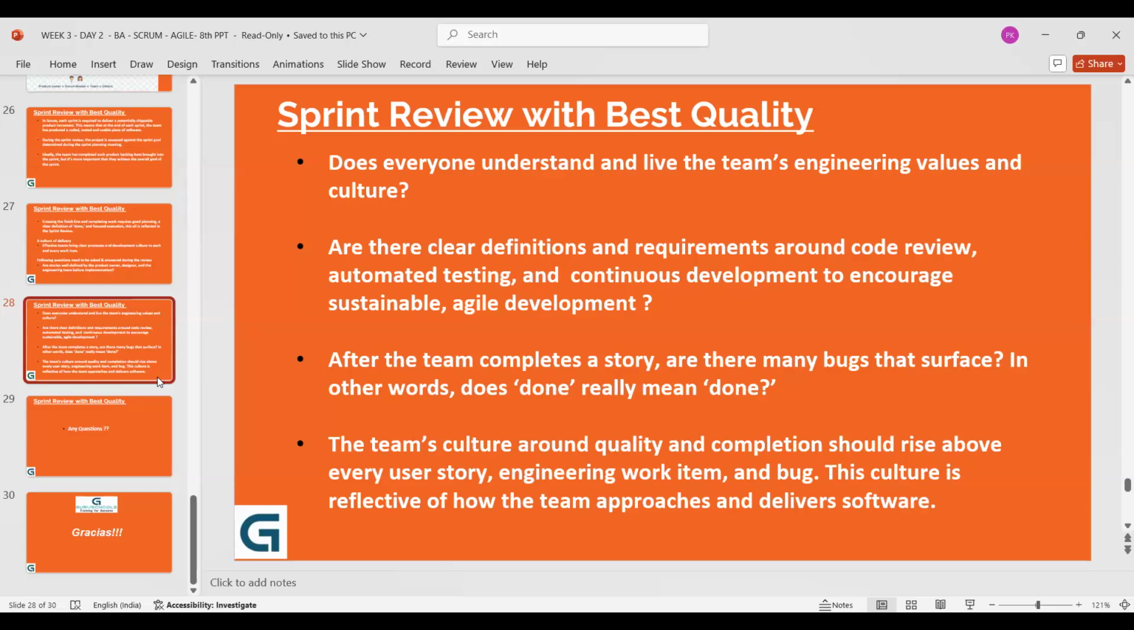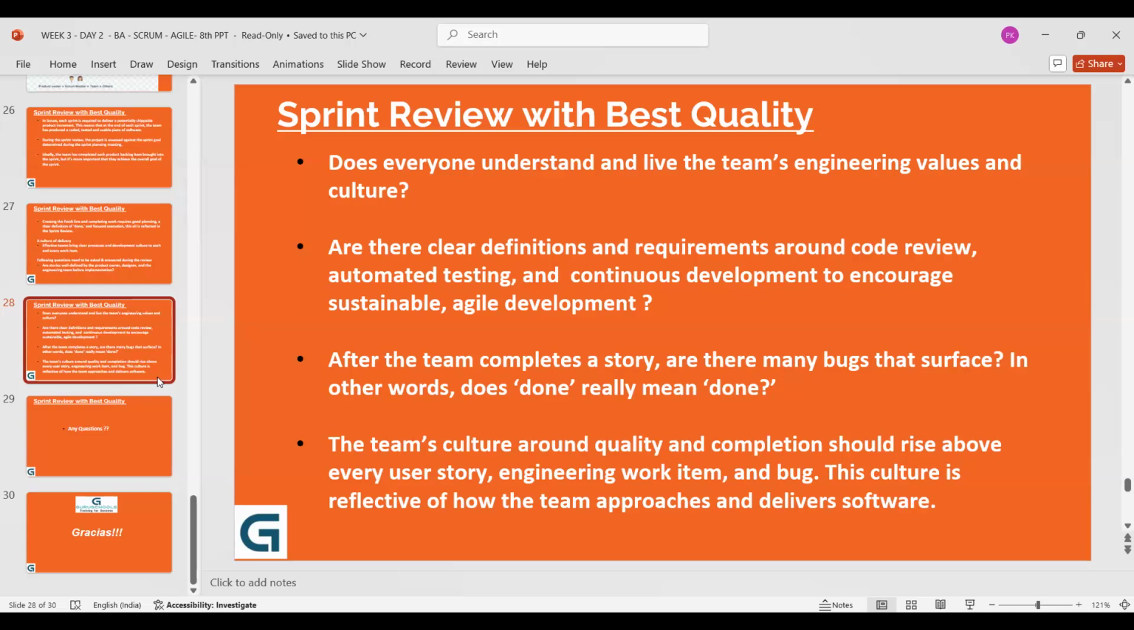And as engineers, as developers, and as testers, we should be working towards our final goal, not giving more importance to our individual contribution. So we are saying it should rise above every user story, engineering work item, and bug. That means whatever we are working on, the entire work focus or delivery focus has to be the customer requirements. The individual contribution, though it is of utmost importance, should not be highlighted. So it's always the goal above individuals.